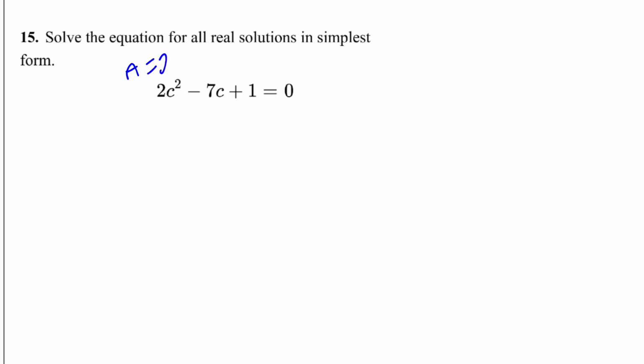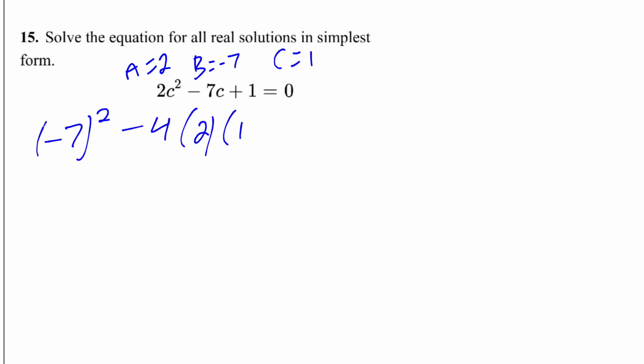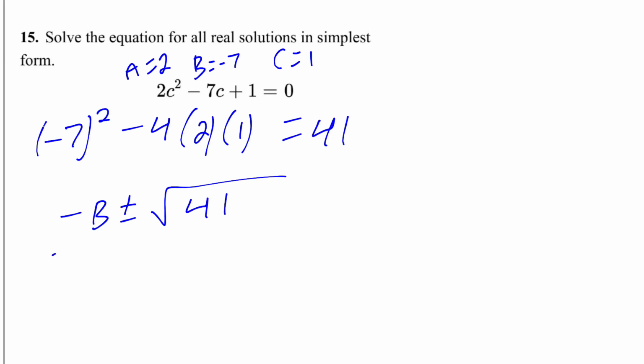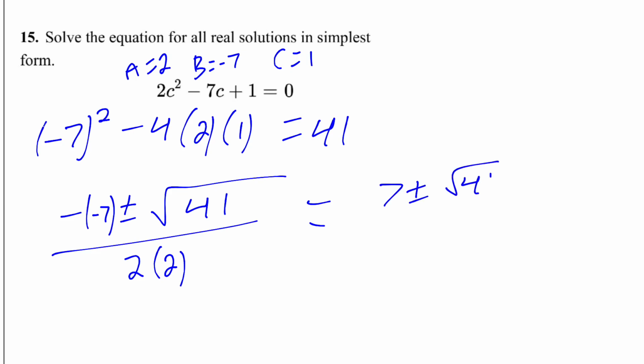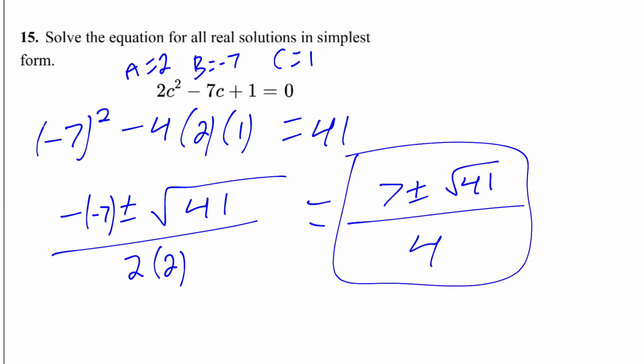So here a is 2, b is negative 7, c is 1. Let's start off by doing b squared minus 4ac. This gives me 41. So I'll do negative b plus or minus the square root of 41 all over 2a. And my b value is negative 7. Notice what happens there. The negatives are going to cancel out. My a value is 2. So this will be 7 plus or minus the square root of 41 all over 4. 41 is another irrational number that cannot be simplified, so I leave it like that.